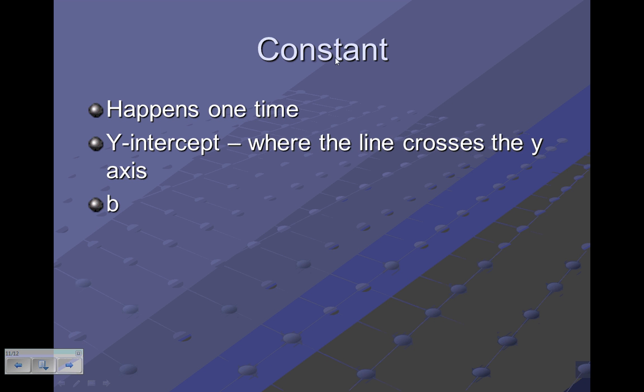A constant. A constant is something that happens one time. Another name for a constant is the y-intercept. It's where the line crosses the y-axis. We also use the letter b to represent that.